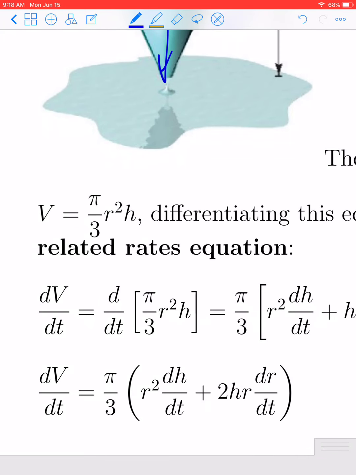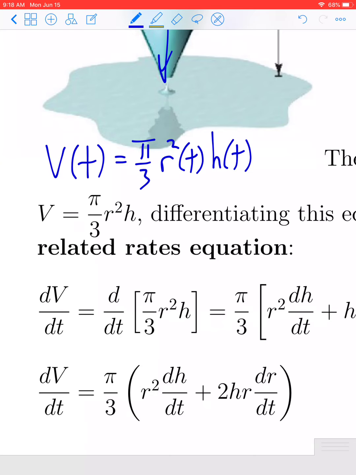You might recall from geometry that the formula for the volume of a right cone is pi over 3 times r squared times h. We think of all of these variables, even though we're not writing it right now, as implicitly depending upon time. So r is a function of time, h is a function of time, etc.